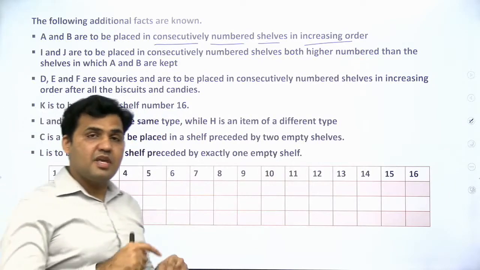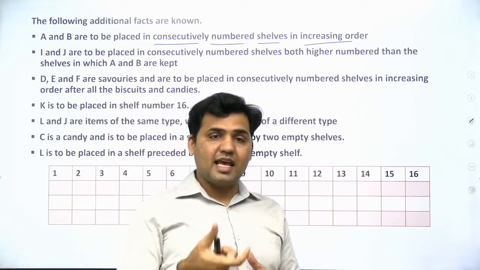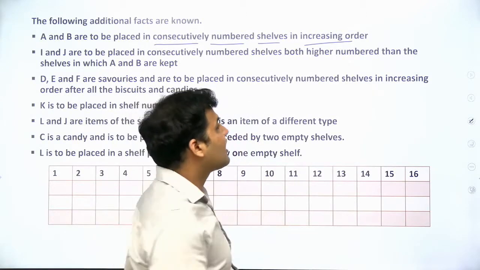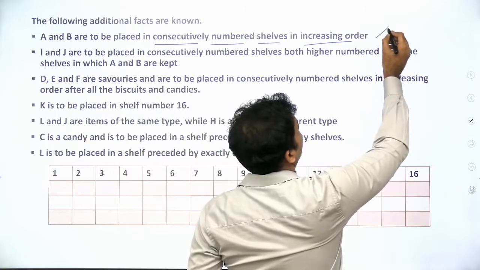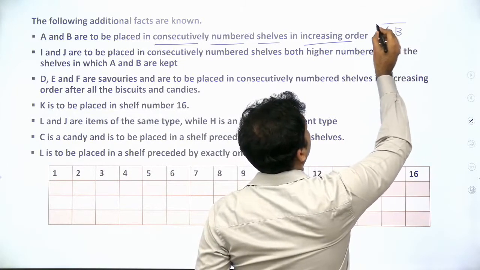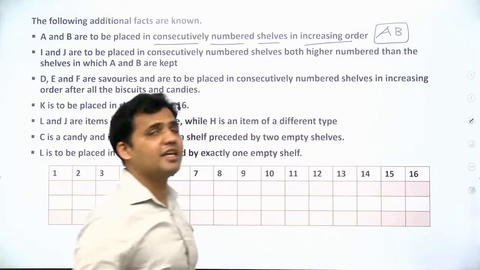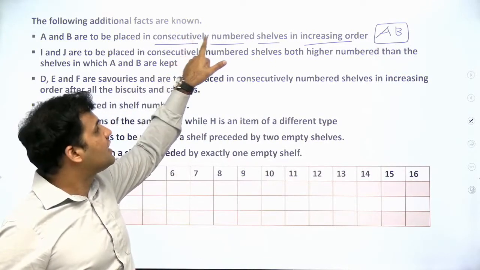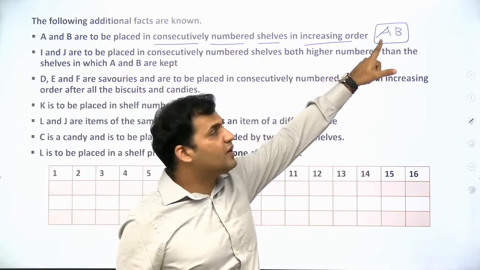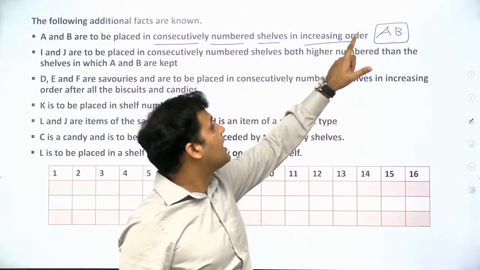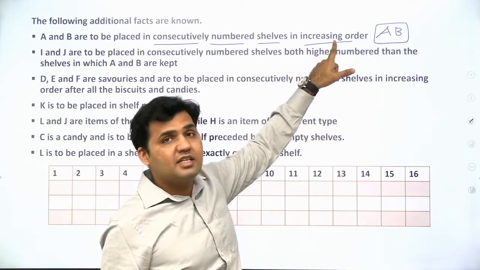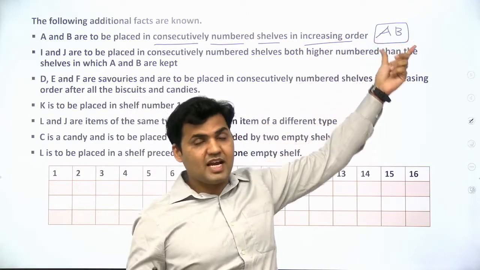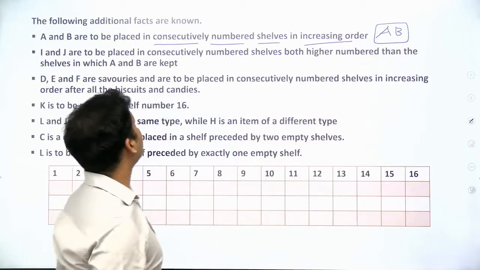Now, if A and B are in increasing order and they are placed on consecutive number shelves, that means, can I say that item A and item B both are of the same type? Item A and B are placed together in the increasing order, with A coming first, B coming second, right? Why is it so? Because it is written that it's in increasing order, and because they are on the consecutive number shelf, that means they have to be of the same type.